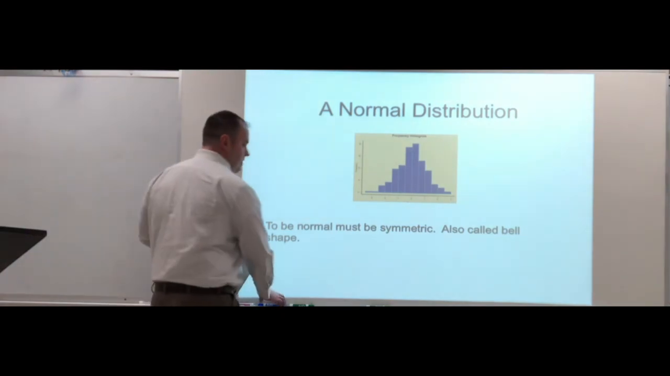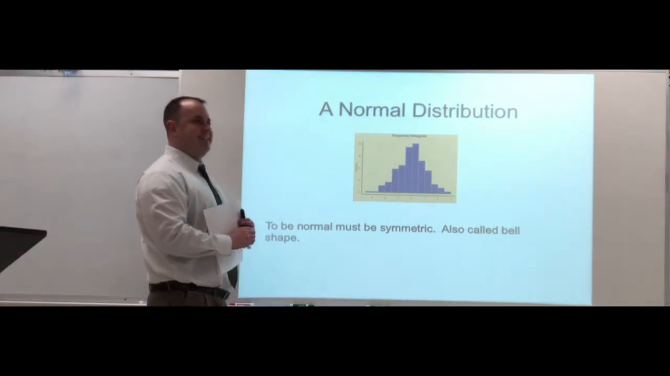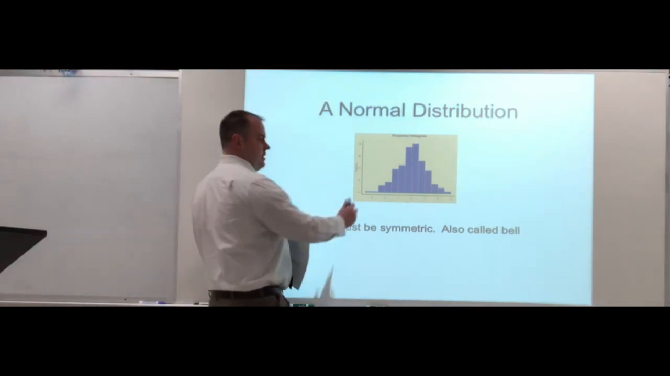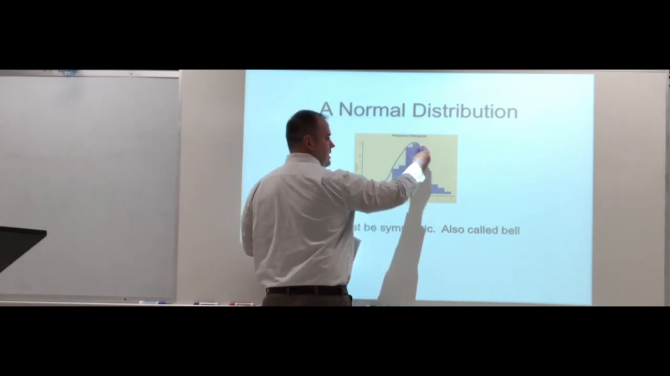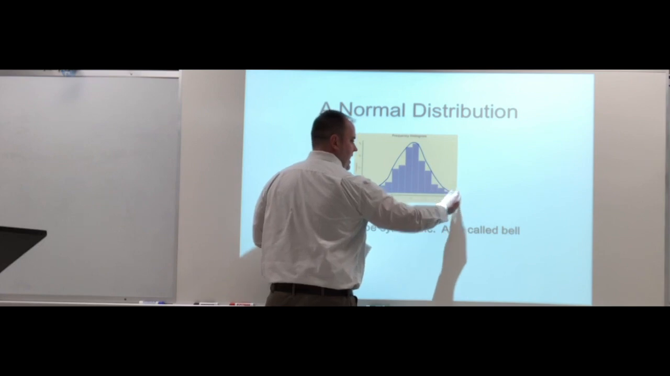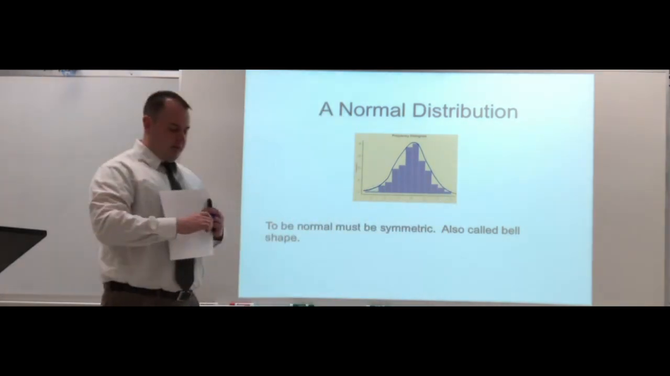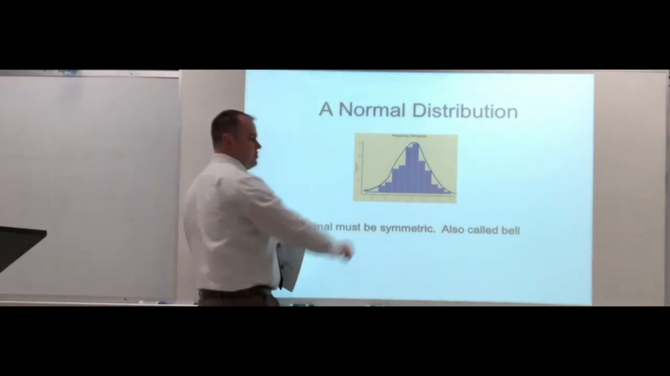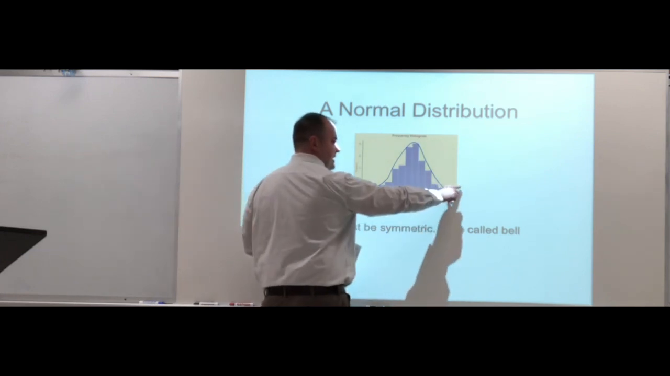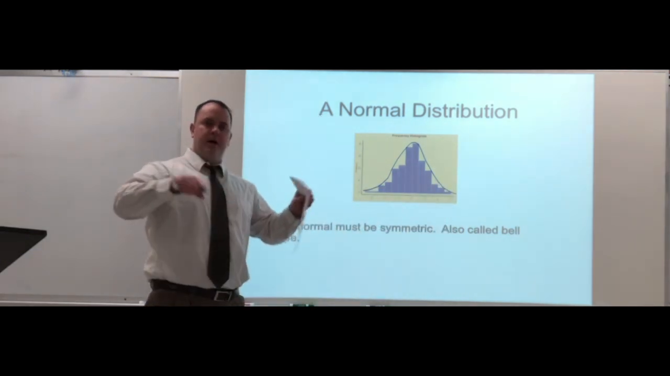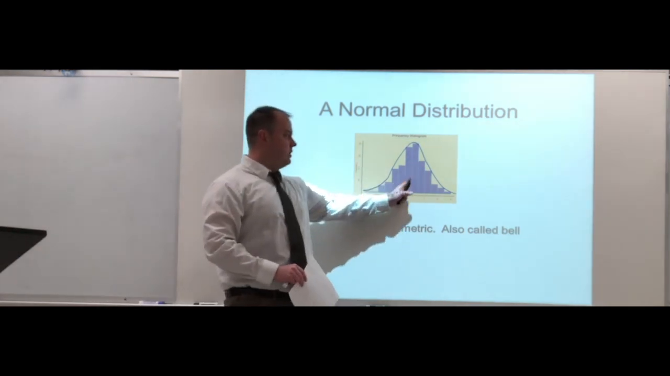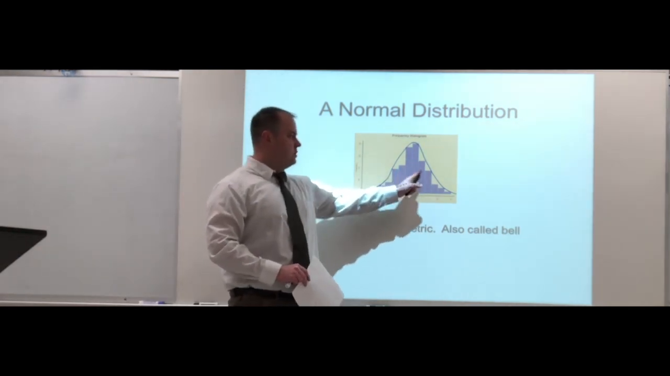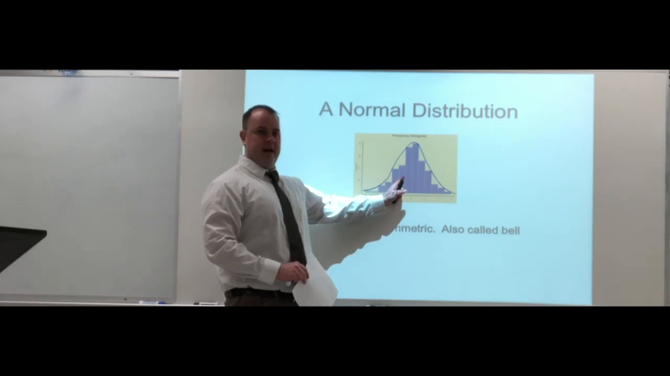Now, to be normal, it must be symmetric, also called bell-shaped. What bell shape means is if you trace the density curve, which is something that goes just outside the histogram and gives you an idea of how it's shaped. It's called a bell shape because it flares out at the ends, those tails, like a bell does. And symmetric means that once you're at the center, it's equal on the left and right hand side.